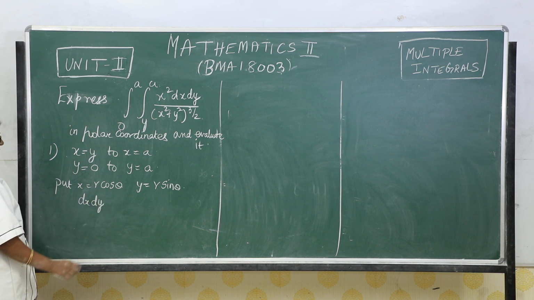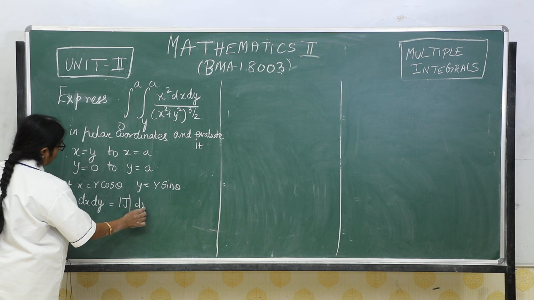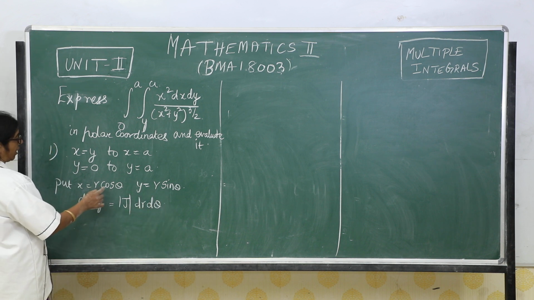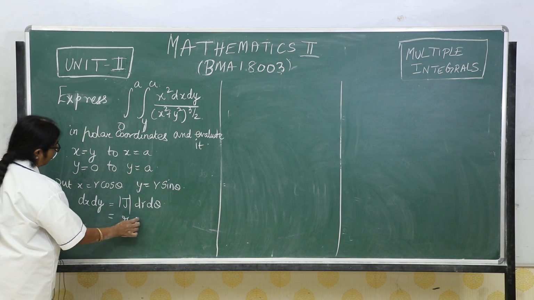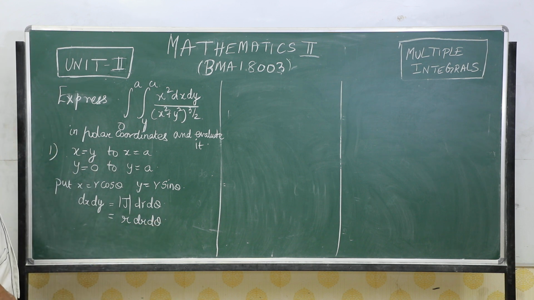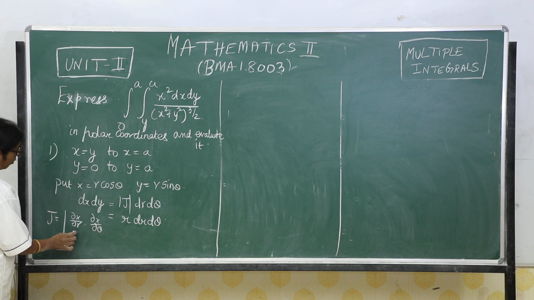dx dy is equal to the Jacobian J into dr d theta. The Jacobian J for x equal to r cos theta and y equal to r sin theta will be r into dr d theta. Finding out the Jacobian J is the 2 by 2 determinant: dou x by dou r, dou x by dou theta, and dou y by dou r and dou y by dou theta.